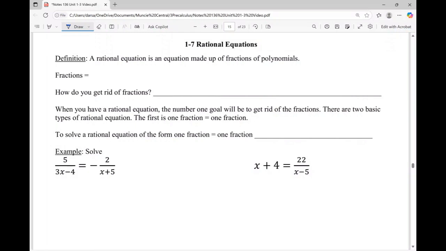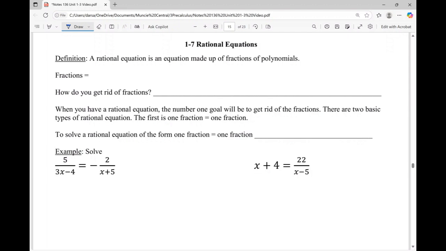A rational equation is an equation of fractions. So, where you have variables in the numerator and in the denominator, and you have polynomials and all kinds of things happening. So, what you can see on this page are rational equations.